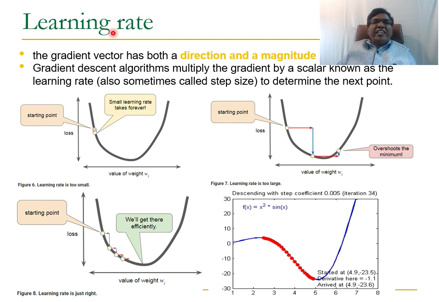What is the learning rate? The gradient vector has both magnitude and direction. The magnitude of the gradient is multiplied by a scalar. This is known as the learning rate. The learning rate determines the next point. If the learning rate is very small, it takes more time to reach the minimum loss. If the learning rate is very big, then there is a chance of missing the minimum loss.